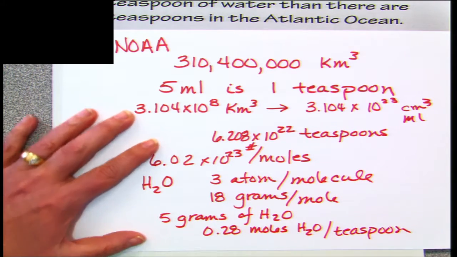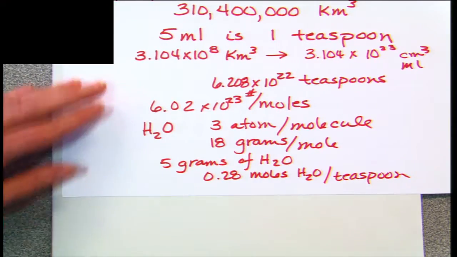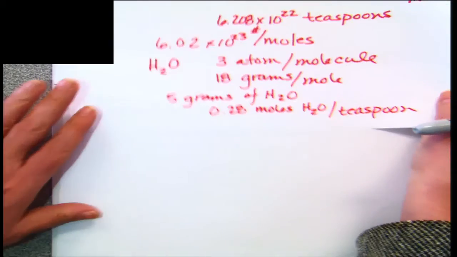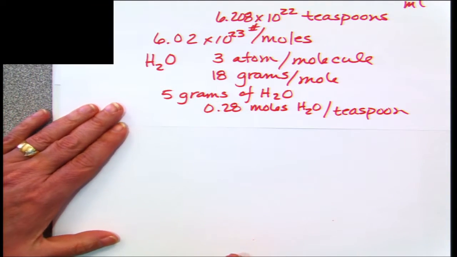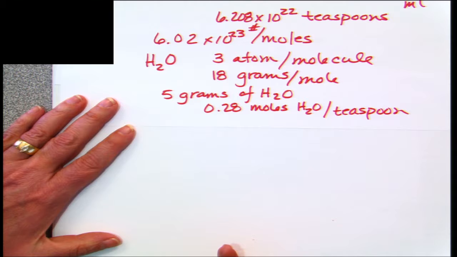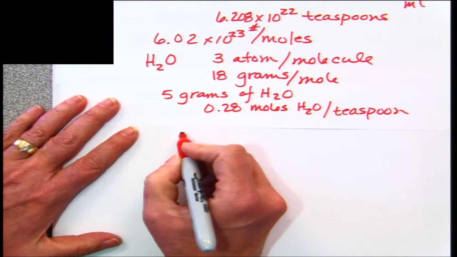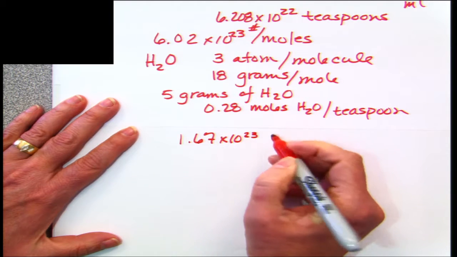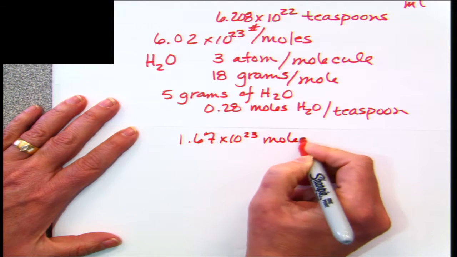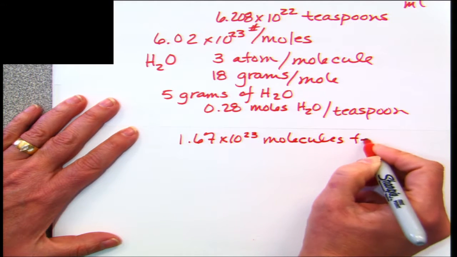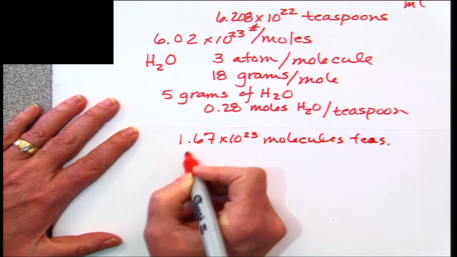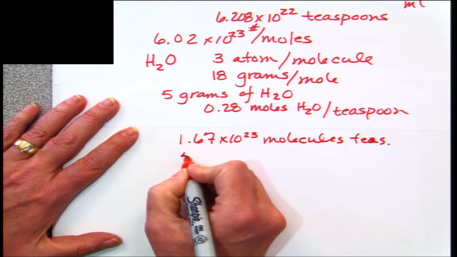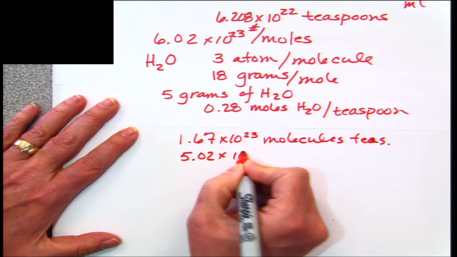And then I use my good old Avogadro's number. So now I get 1.67 times 10 to the 23rd molecules per teaspoon. And then I have to multiply by 3 to get 3 atoms per molecule, and I get 5.02 times 10 to the 23rd atoms per teaspoon, compared to what's up there at the top.